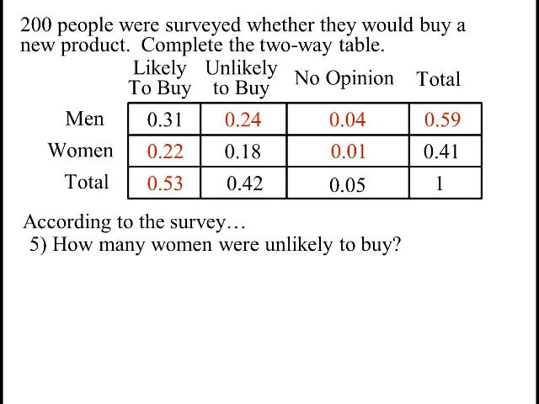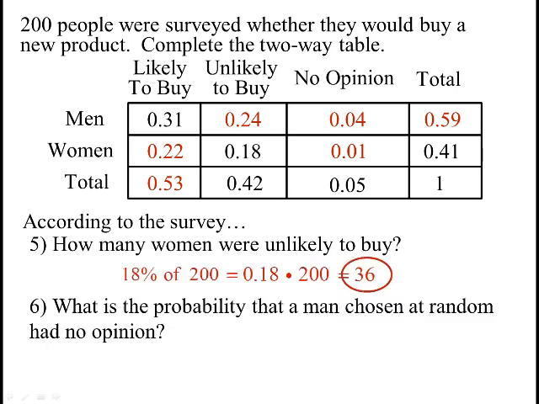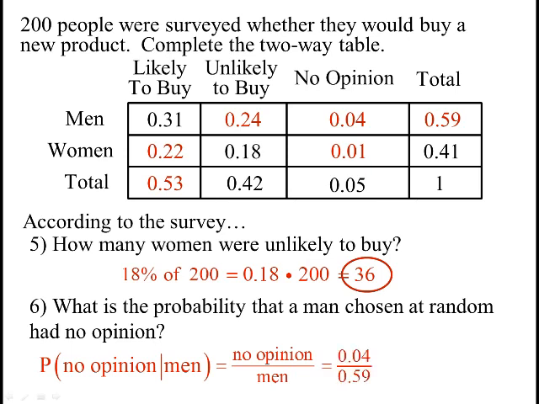And then how many women were unlikely to buy? How many women? So we're doing a percent of 200 again. Unlikely to buy, 0.18 of 200. 18% of 200. 36 women unlikely to buy. What is the probability that a man chosen at random had no opinion? So you're only choosing from the men. So I'm thinking 0.04 divided by 0.59. 6.8%. Awesome.